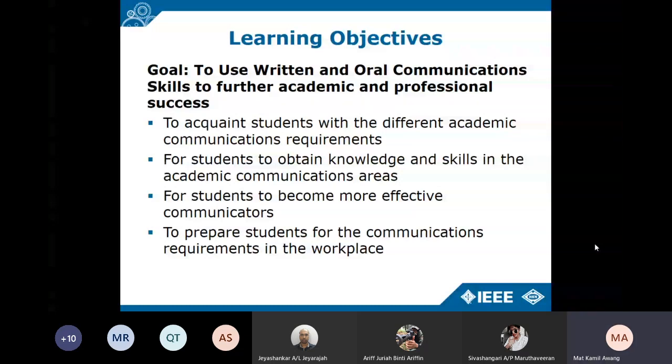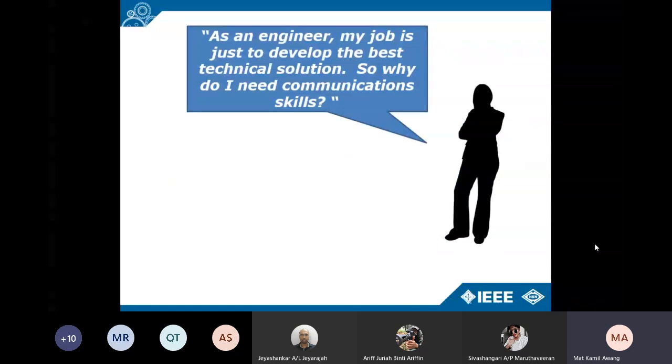Right? So this is actually quite important, and this is the slides that I use just to highlight the importance of communication for engineers. Yeah? As an engineer, your job is basically to develop the best technical solutions. Some people think that that is actually our main focus. So they think that they don't need to communicate with others. So they say, why do I need communication skills? Why do you need it?